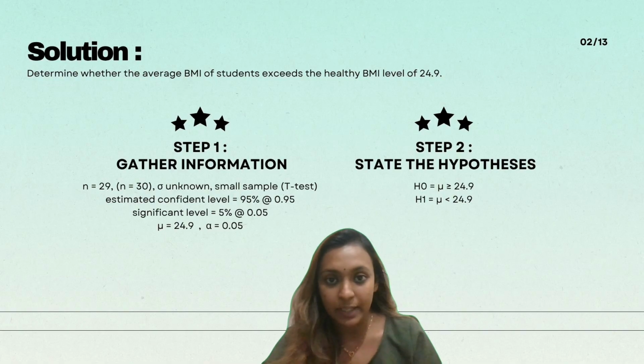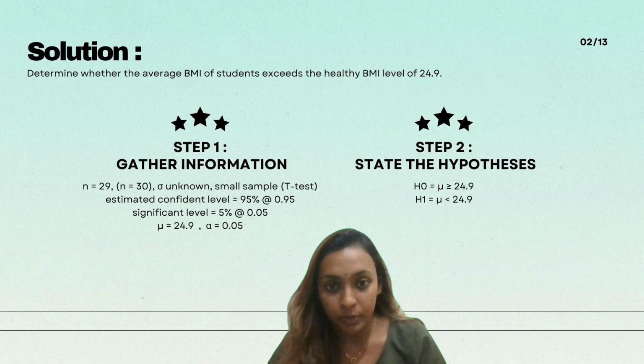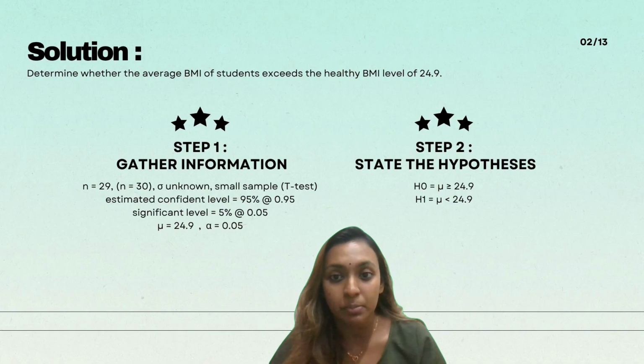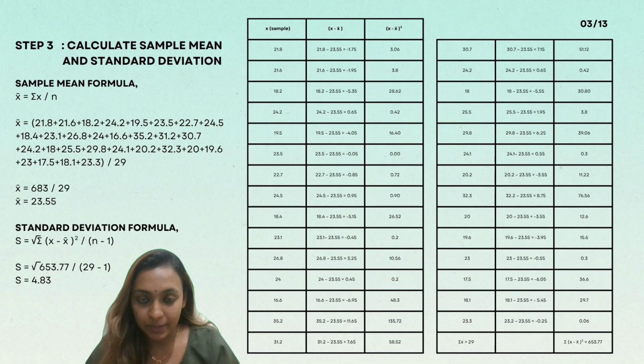For step 2, stating the hypothesis. Next we formulate the hypothesis. The null hypothesis states that the population mean BMI is at least 24.9. The alternative hypothesis states that the population mean BMI is less than 24.9. Let's move on to step 3, calculating the sample mean and the standard deviation.